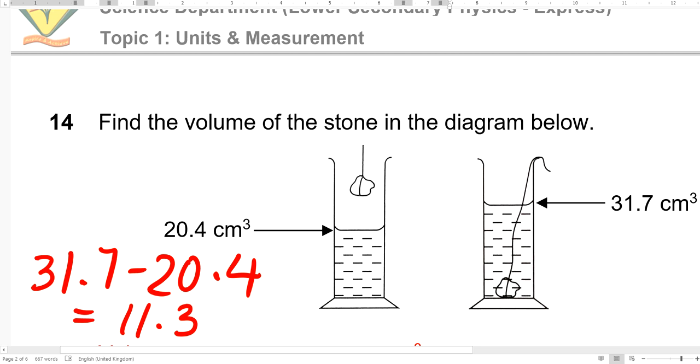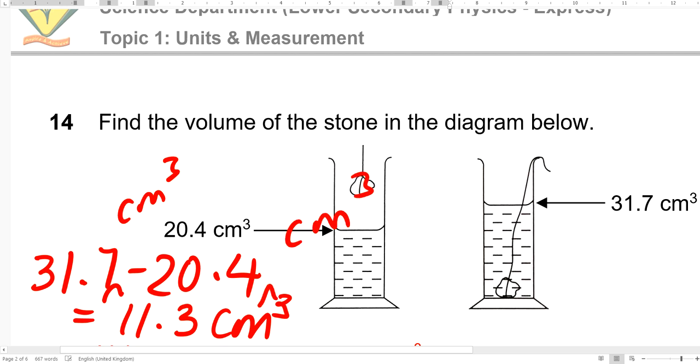Why is it wrong? No cm? Oh, okay. How about this? Right or wrong? Why wrong? Oh, there's a cube. Okay, how about this now? Is it right or wrong? Why wrong? What do you mean? Oh, you must write the cubic centimeter here, is it? Okay. How about it now? Is it right or wrong?